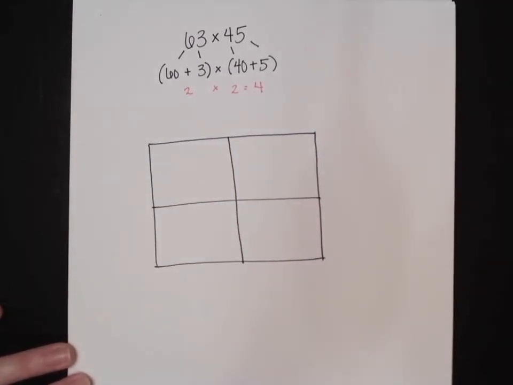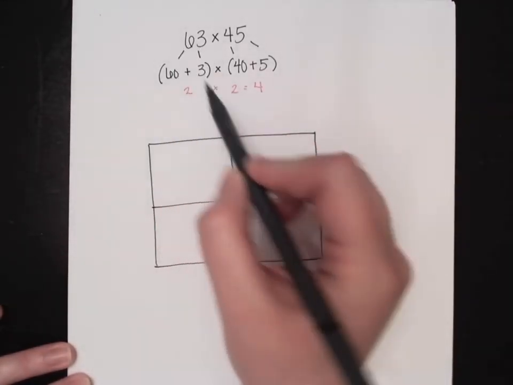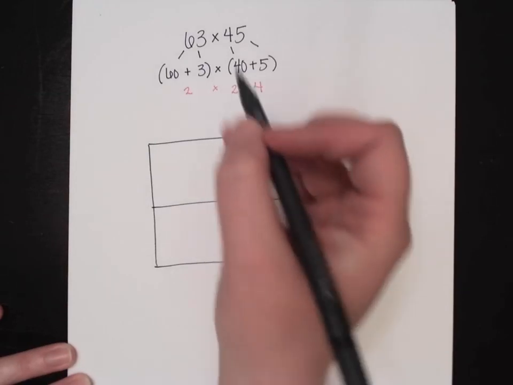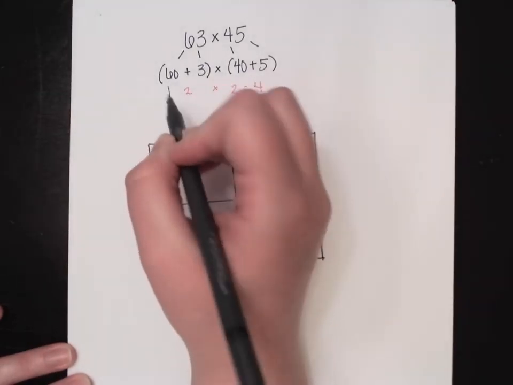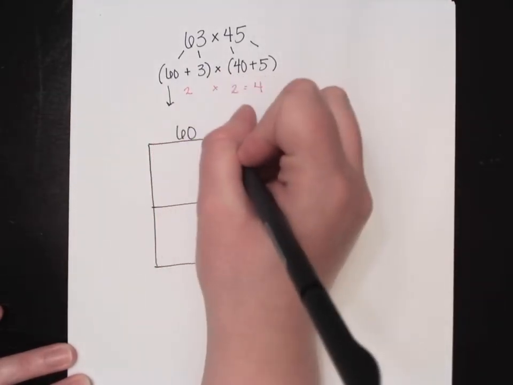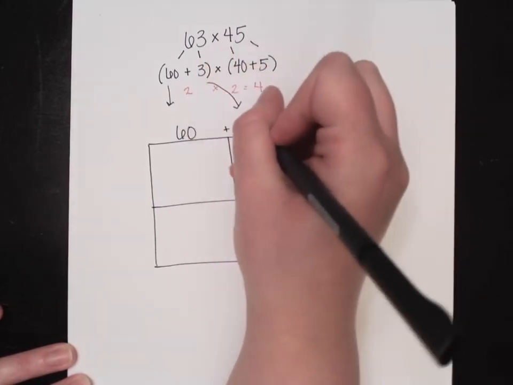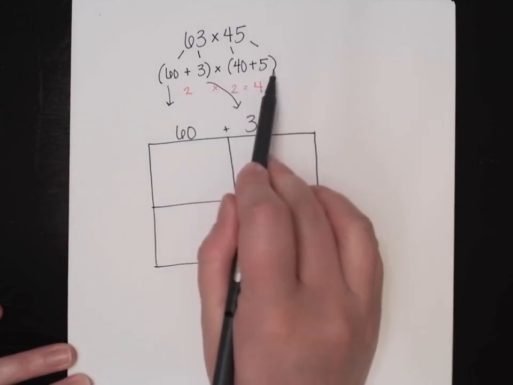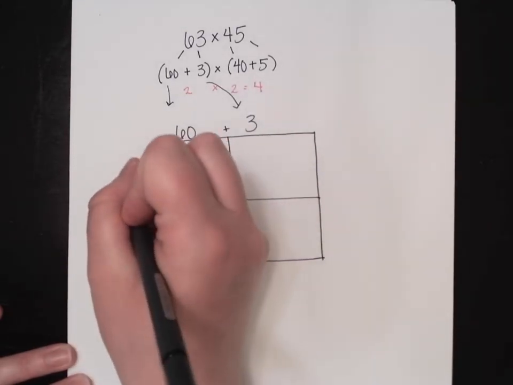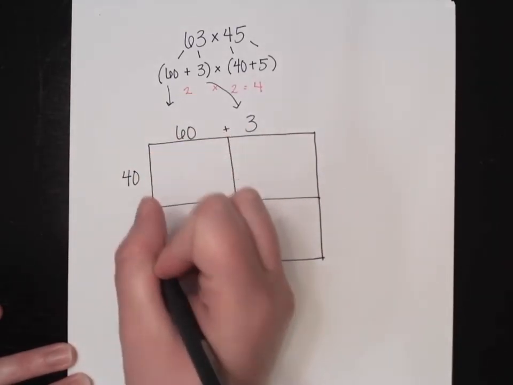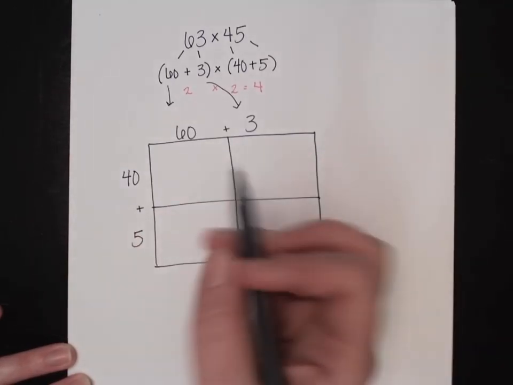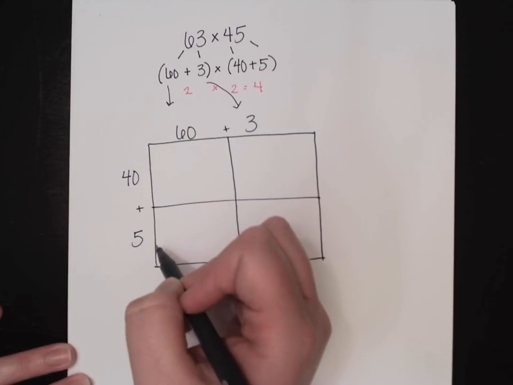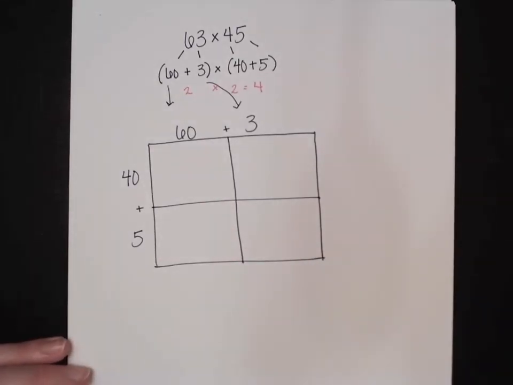And now I can label. I'm going to do 63 across the top. So remember, I'm going to write both parts on top of either box. So 60 plus my 3. And then on the left side, that's where I'm going to write 45. 40 plus 5. So 40 is on the side for the first box, and 5 is down here at the bottom, on the bottom left for that box.